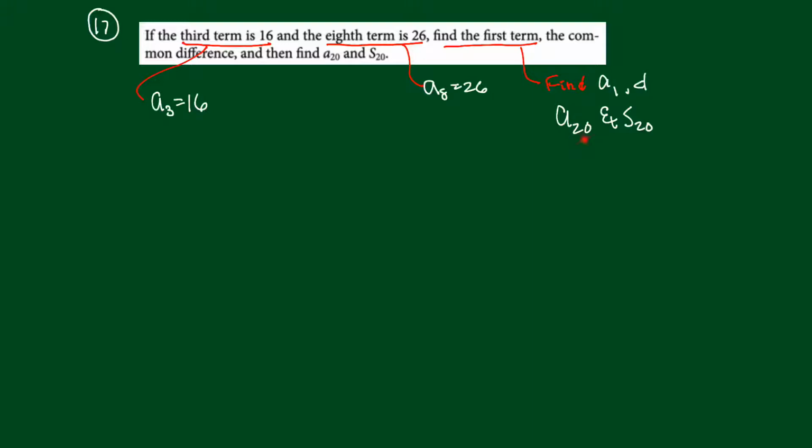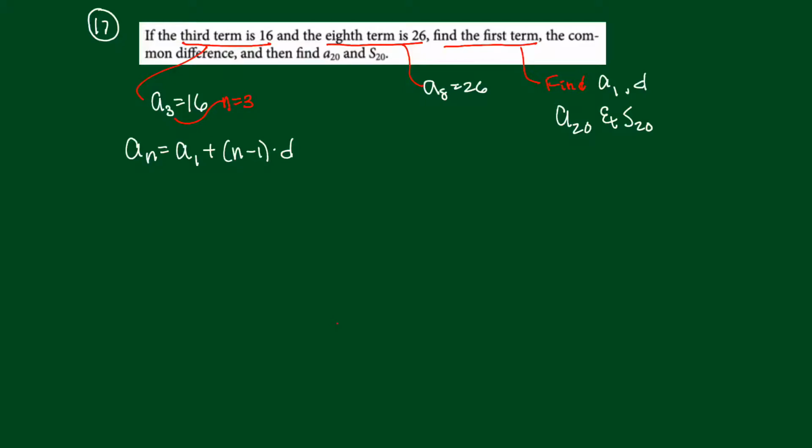Well, why don't we start by trying to find the 20th term. We have a formula for the general term of an arithmetic sequence. It goes like this: a sub n is equal to a sub 1 plus n minus 1 times d. In this formula, n is the term number, a sub 1 is the first term, and d is the common difference. We're given a sub 3 is 16, so when n is equal to 3, the third term is 16.